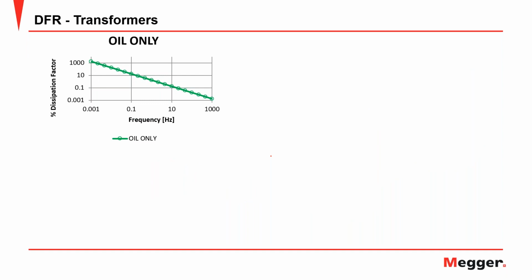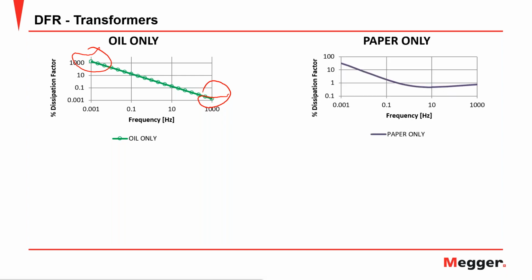When you're testing only oil, what you will get is basically a linear response on the logarithmic scale. What is interesting is that at the very high frequencies, you have a very low dissipation factor, and at the very low frequencies, you have a very high dissipation factor. When we look into the paper, to the contrary, you may have similar power factor values at two different frequencies, right? And this is very important for you to understand.